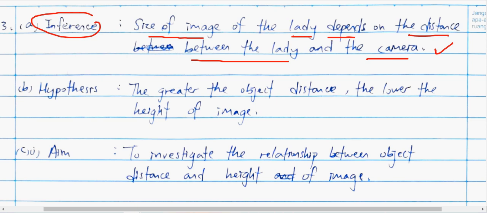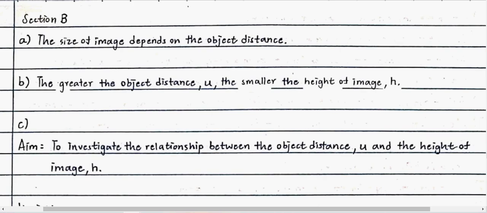Can give marks. Okay, but I prefer if the student directly writes according to the hypothesis. Just like this: the greater the object distance, the lower the height of the image. This one is correct, because object distance is U, height of the image is H. So let's say you write your inference like this: size of image depends on the object distance. This one can also be given a mark.